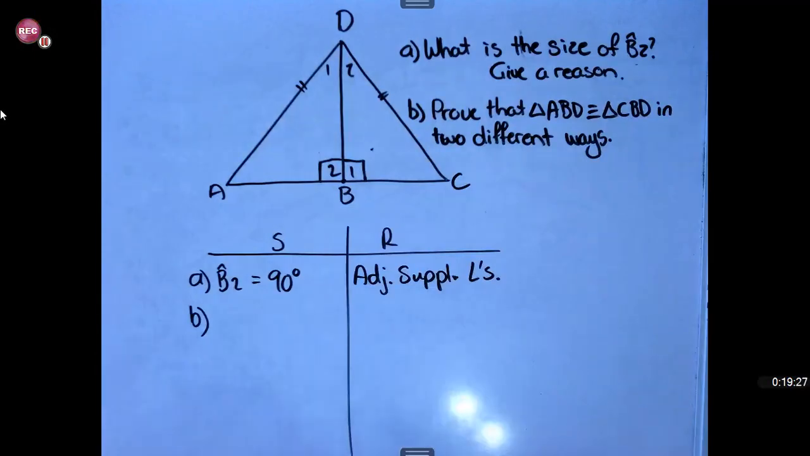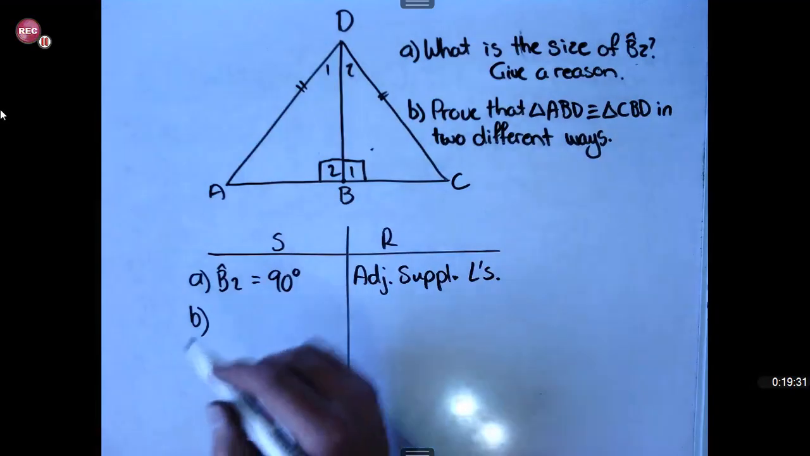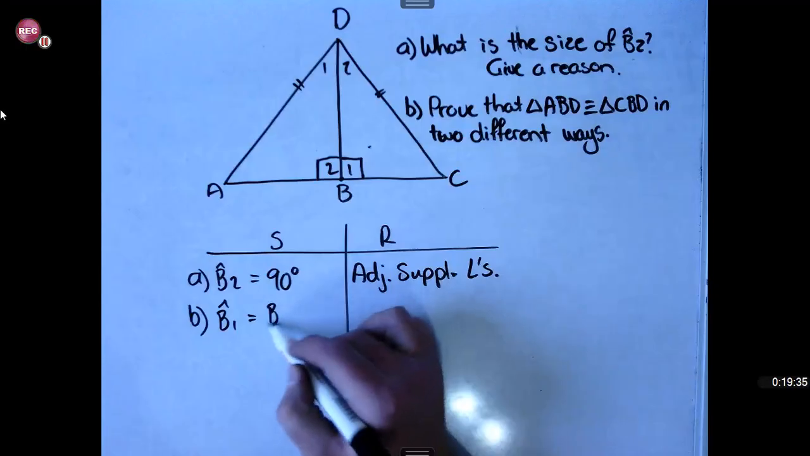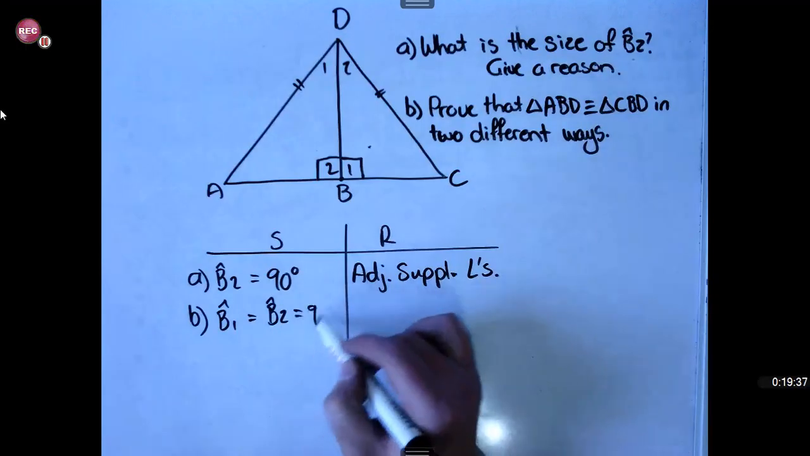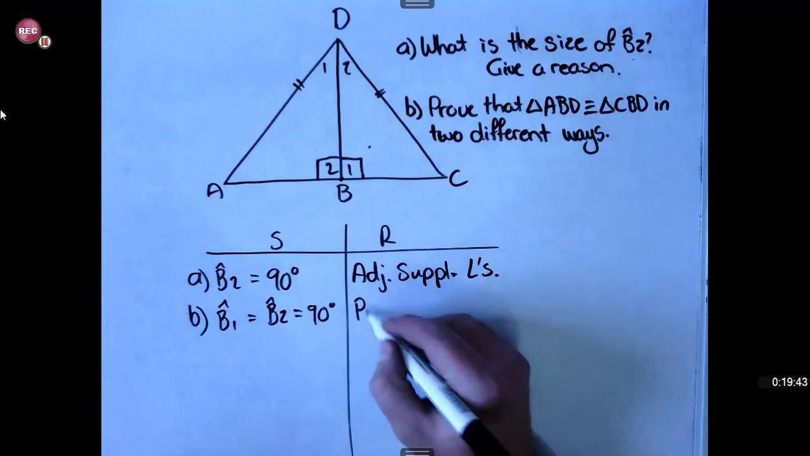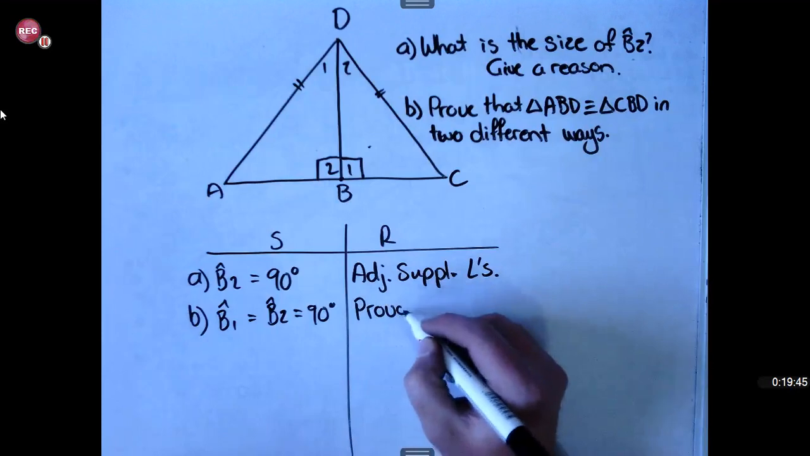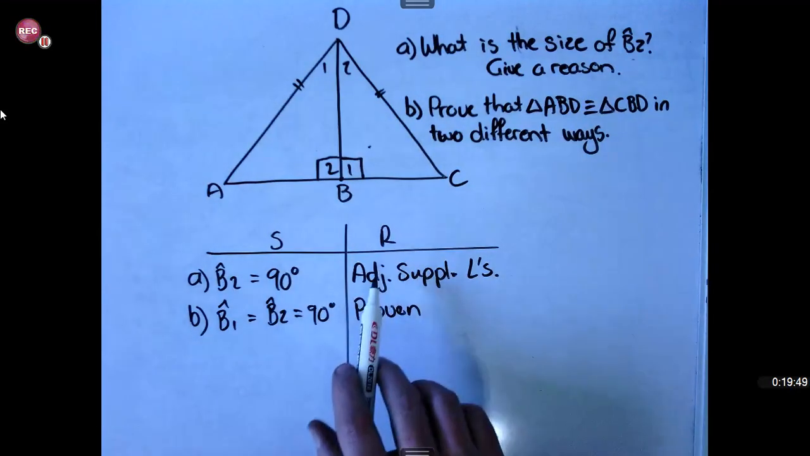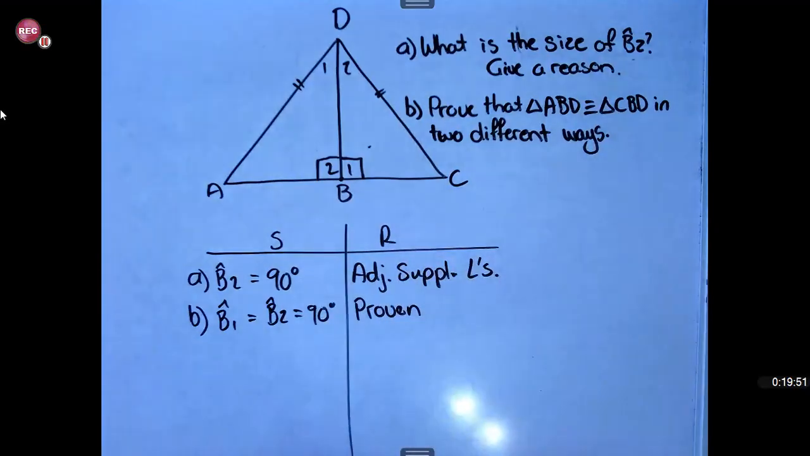Okay, so first of all, right angle. Yes, B1 is equal to angle B2 because they are both 90 degrees. And how do you know that they're both 90 degrees? Because you proved it. Now you're going to ask me, how did I prove it? You proved it in the first question by saying that they are adjacent supplementary angles.